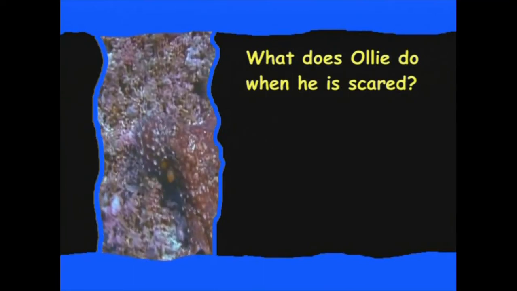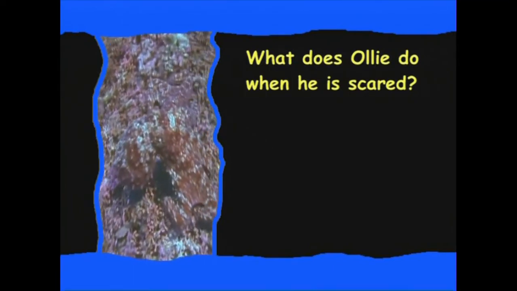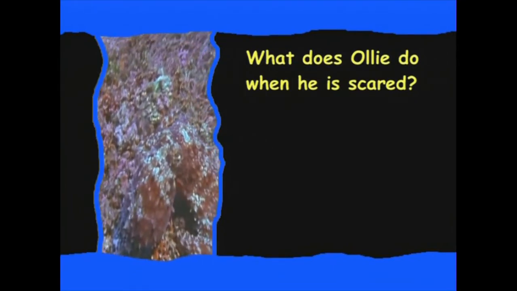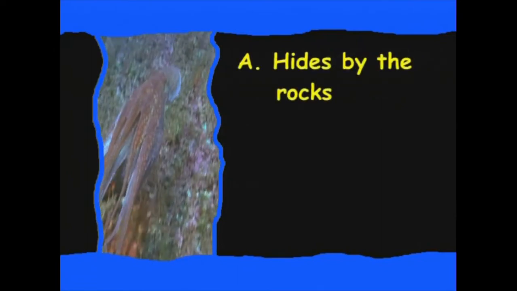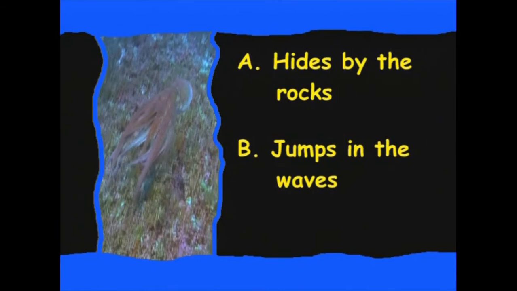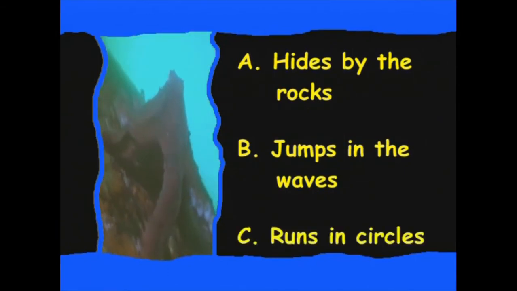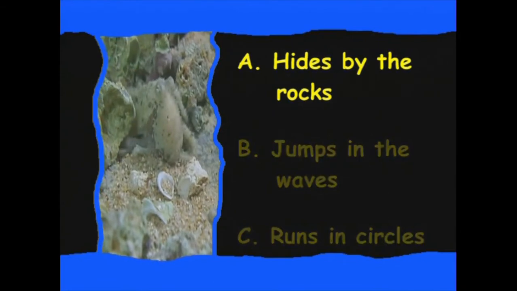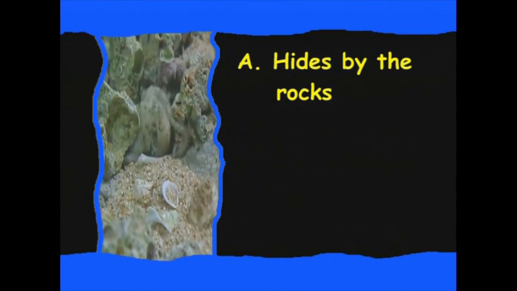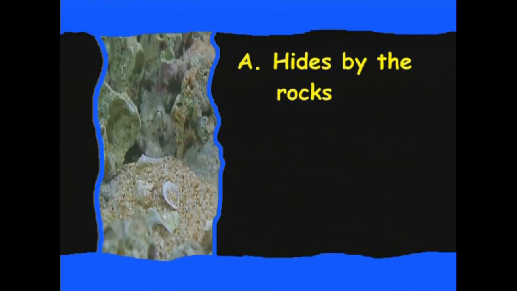We learned that Ollie does different things when he gets scared. What is one thing he does when he is scared? Ollie A. hides by the rocks. B. jumps in the waves. C. runs in circles. Ollie hides by the rocks when he gets scared. He also shoots ink.